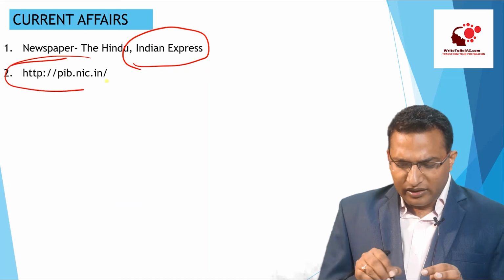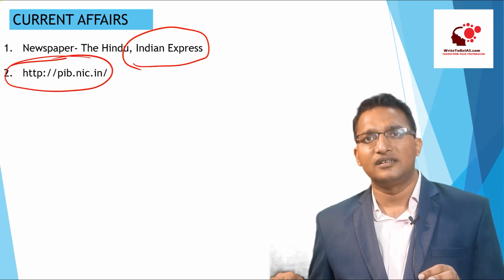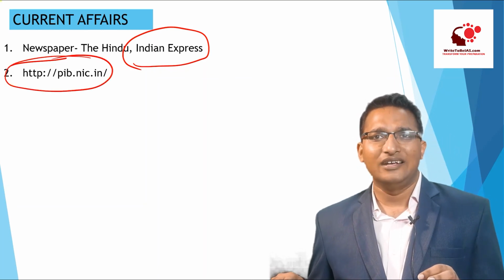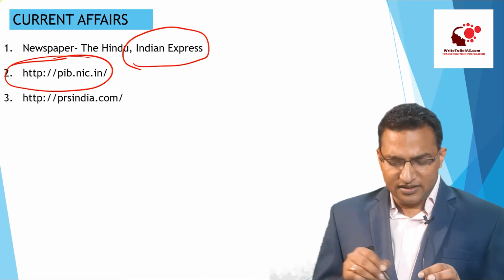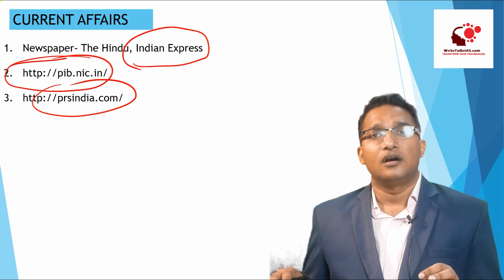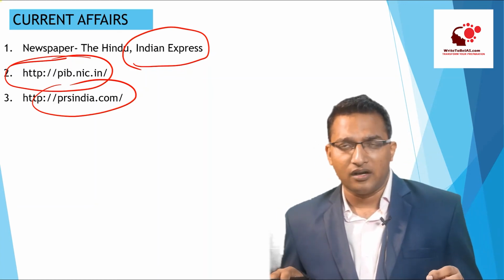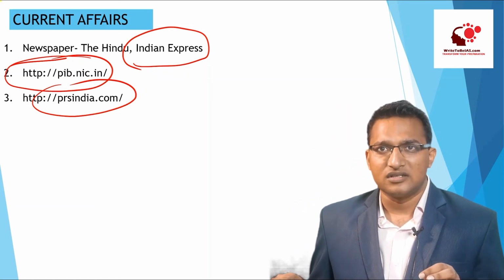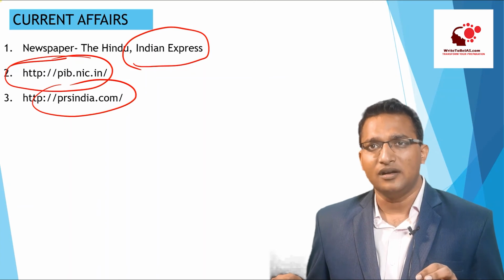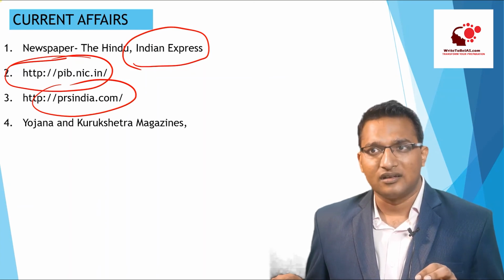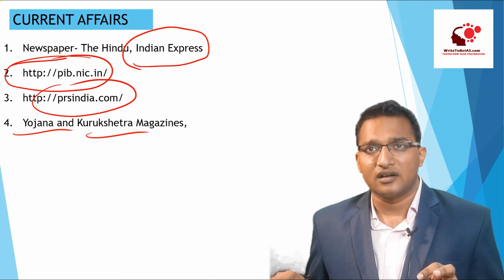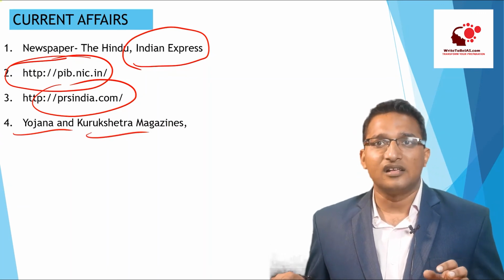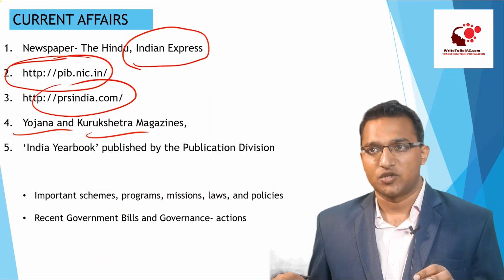PIB is also giving daily news, so you can read this PIB from some weekly or monthly compilation of different websites. PRS India, this is giving important summaries of the important bills of the government, the policies and the decisions of the government. So for the polity, this site is really important. Yojana and Kurukshetra, so you should read the selected articles from there, especially for the mains purpose.